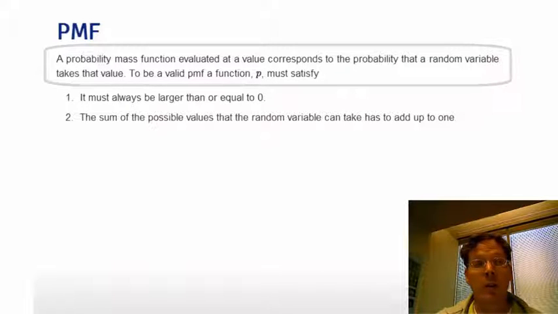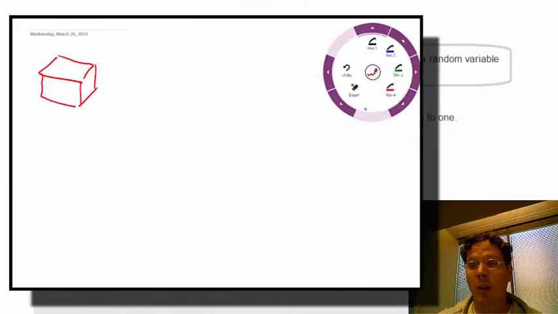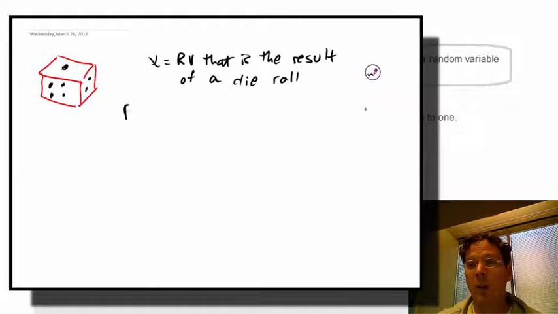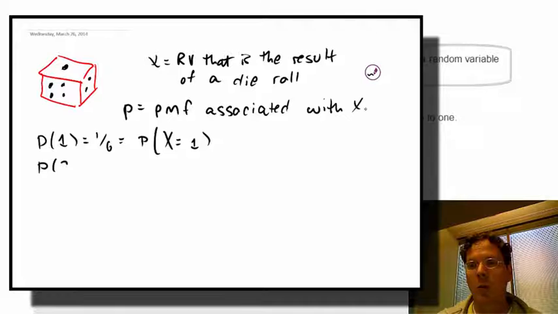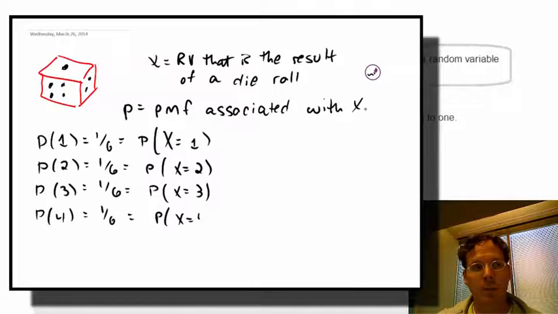So why don't we just call that a function? We'll call it the probability mass function. And this is simply the function that takes any value that a discrete random variable can take and assigns the probability that it takes that specific value. So a PMF for a die roll would assign 1/6 for the value 1, 1/6 for the value 2, 1/6 for the value 3, and so on.